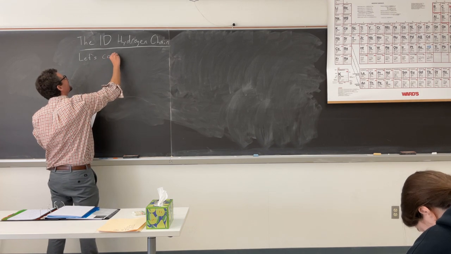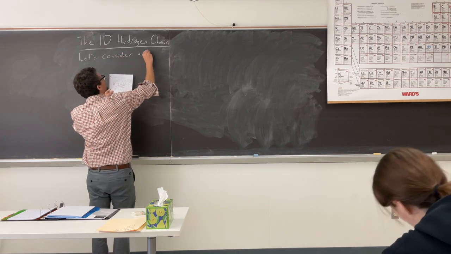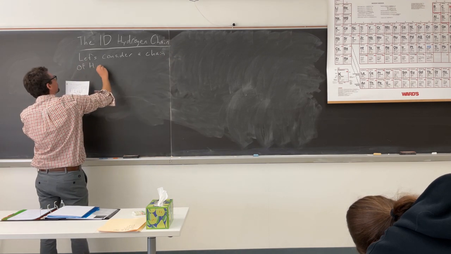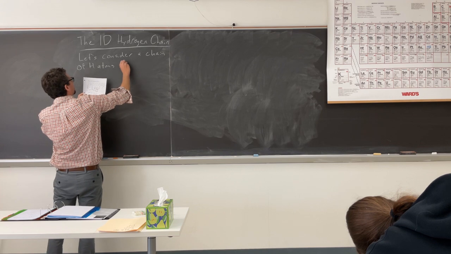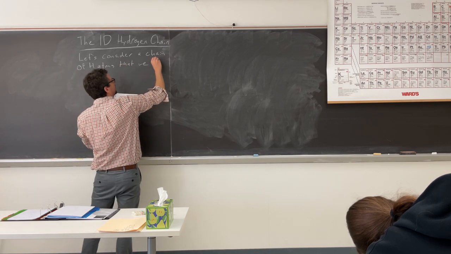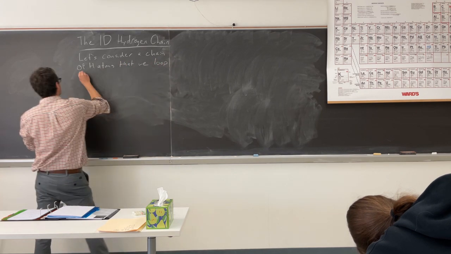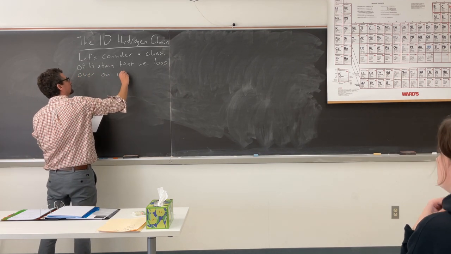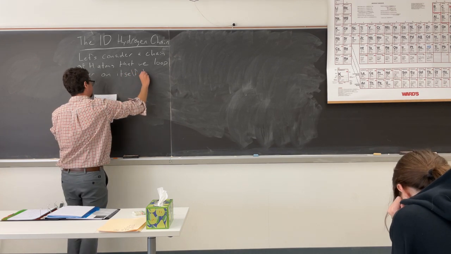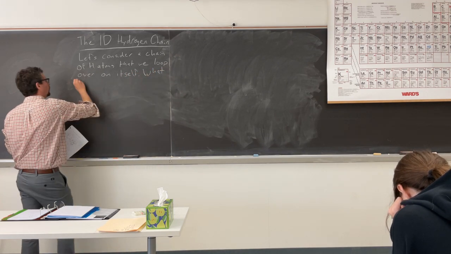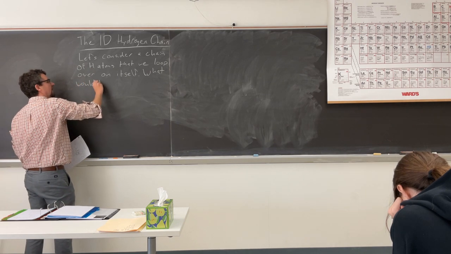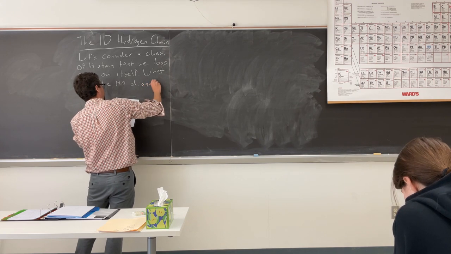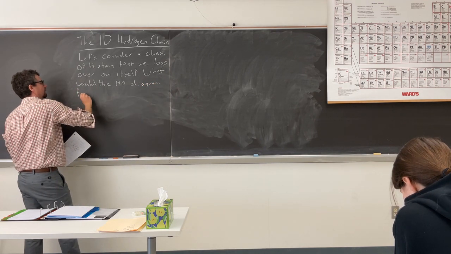Let's consider a chain of H atoms that we loop over on itself. What would the MO diagram for these systems look like?